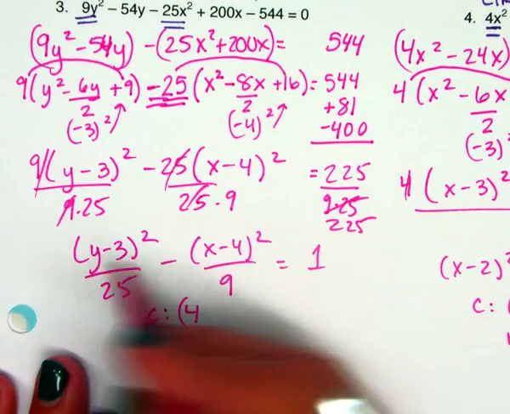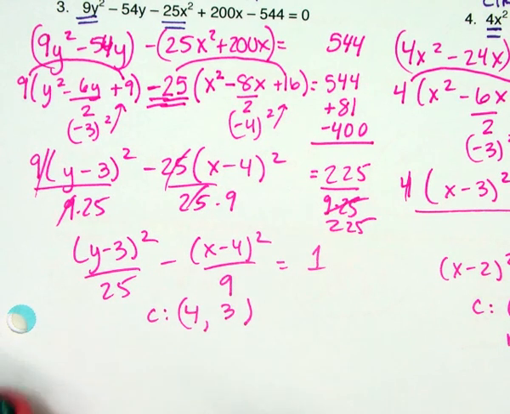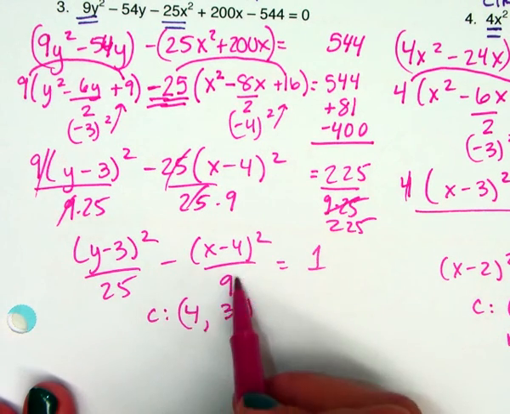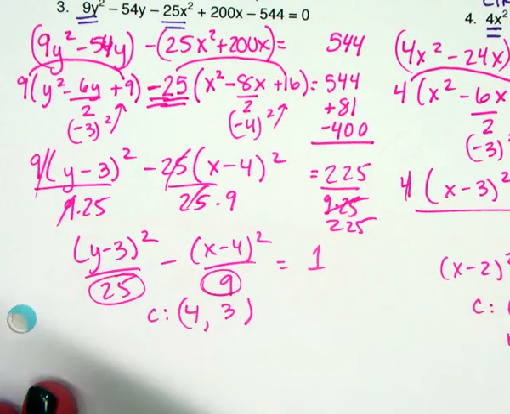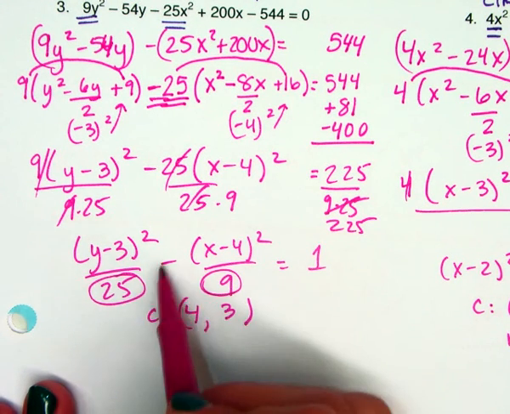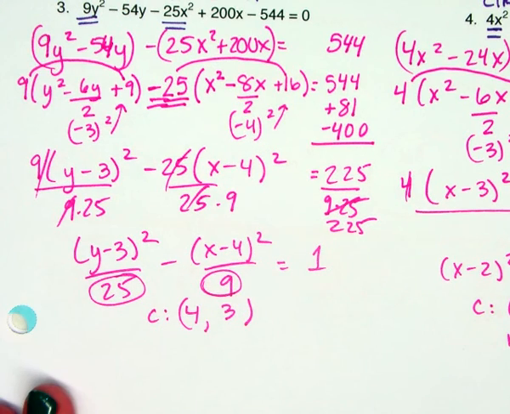And remember with this one, center is at 4, 3. X always goes first, then y. And it's going to, in the x direction, go 3. In the y direction, go 5. You graph your box. You do your asymptotes. And then since x is negative, it's going to go in the y direction, vertical, up and down.